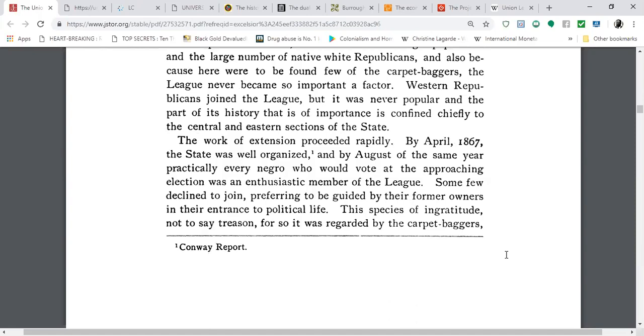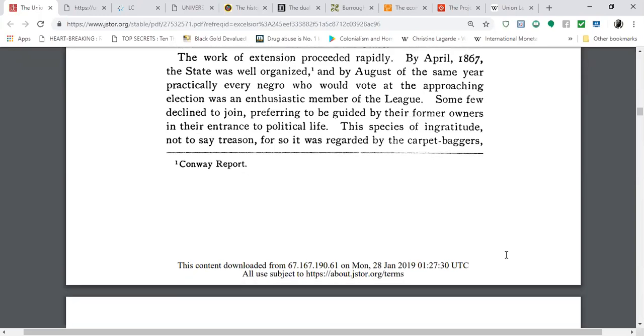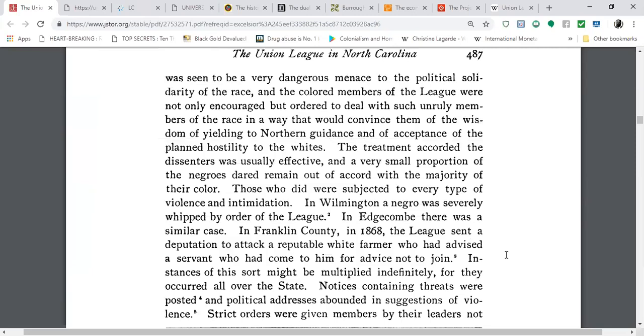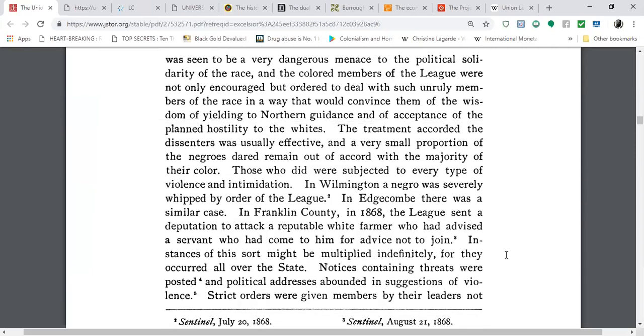This species of ingratitude, not to say treason, for so it was regarded by the carpetbaggers, was seen to be a very dangerous menace to the political solidarity of the race. And the colored members of the League were not only encouraged, but ordered to deal with such unruly members of the race in a way that convinced them of the wisdom of yielding to Northern guidance and the acceptance of the planned hostility to the whites. The treatment, according to the dissenters, was usually effective.